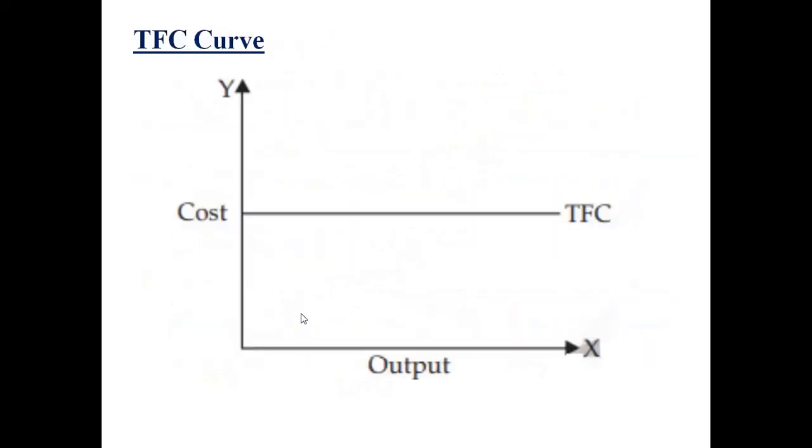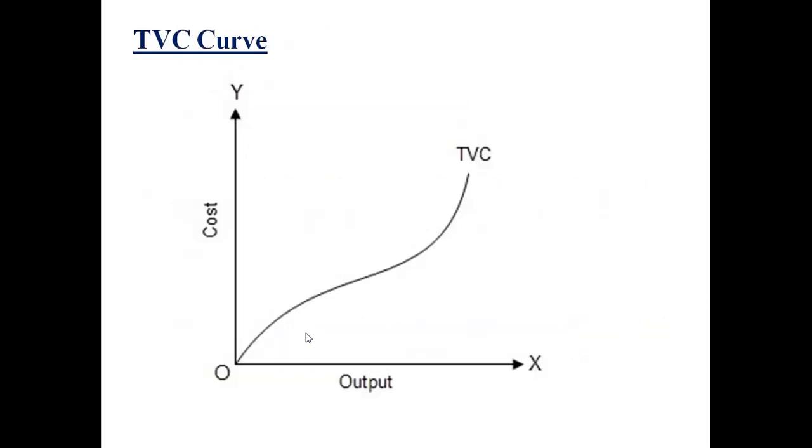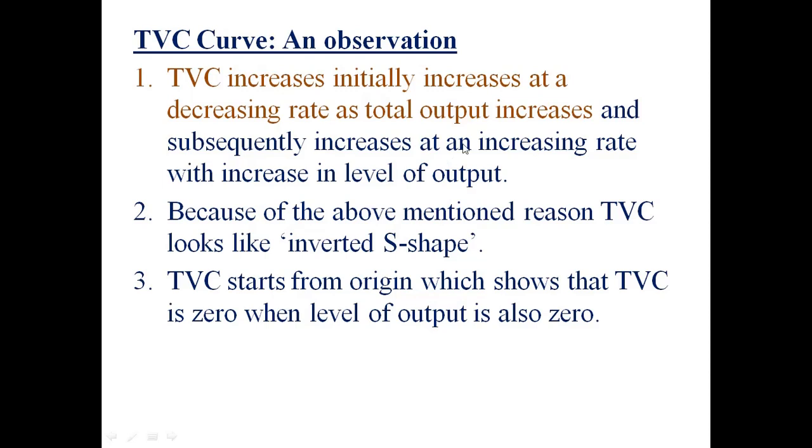because TFC is very simple. It is constant. It will remain a straight horizontal line, finished. But TVC is quite interesting out here, isn't it? Just have a look at this curve, the total variable cost curve. It's quite interesting, and it is inverted S-shaped. Why is it so? TVC, as we already discussed, initially increases at a decreasing rate, and then subsequently it increases at an increasing rate. Why is it so? Because of the law of variable proportions, which we have discussed in the previous class.